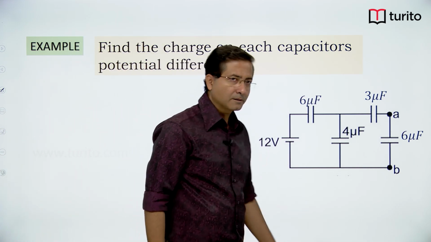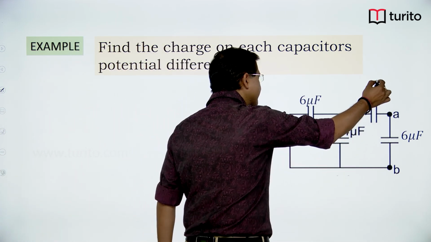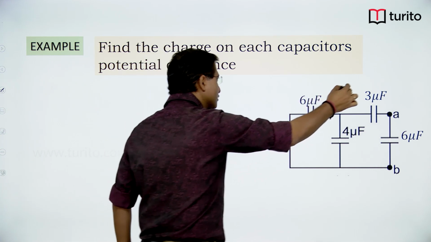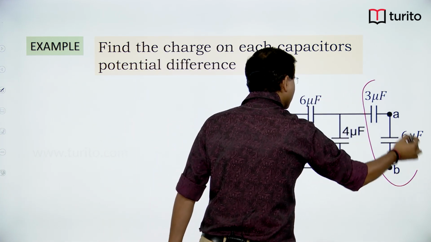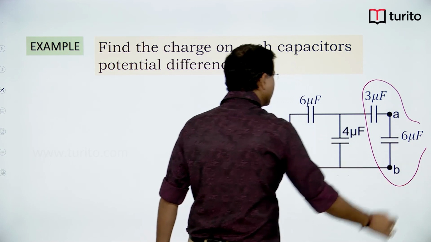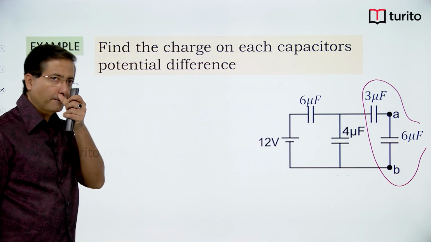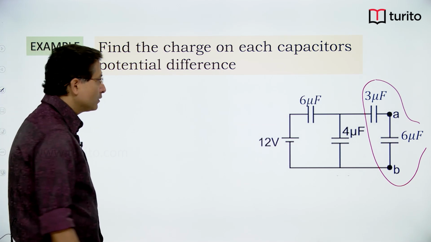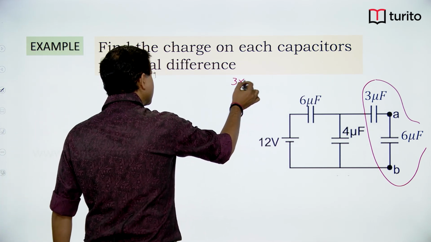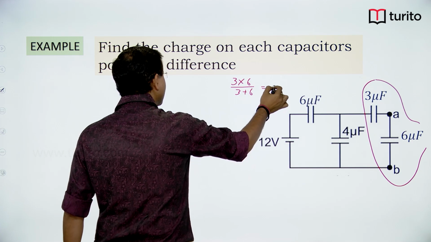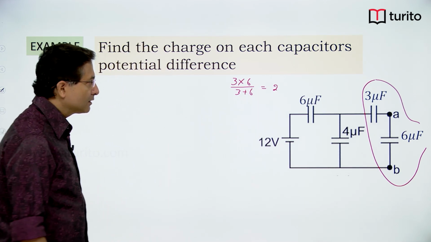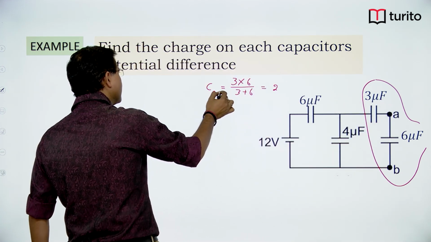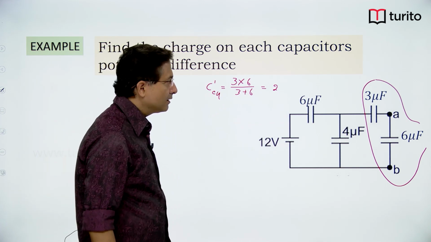Now, look at this one. These two are connected in series, right. 3 and 6 are connected in series. 3 into 6 upon 3 plus 6 will give you 2, right. That means the equivalent capacitance of this particular branch, let us call it C equivalent, is coming 2.